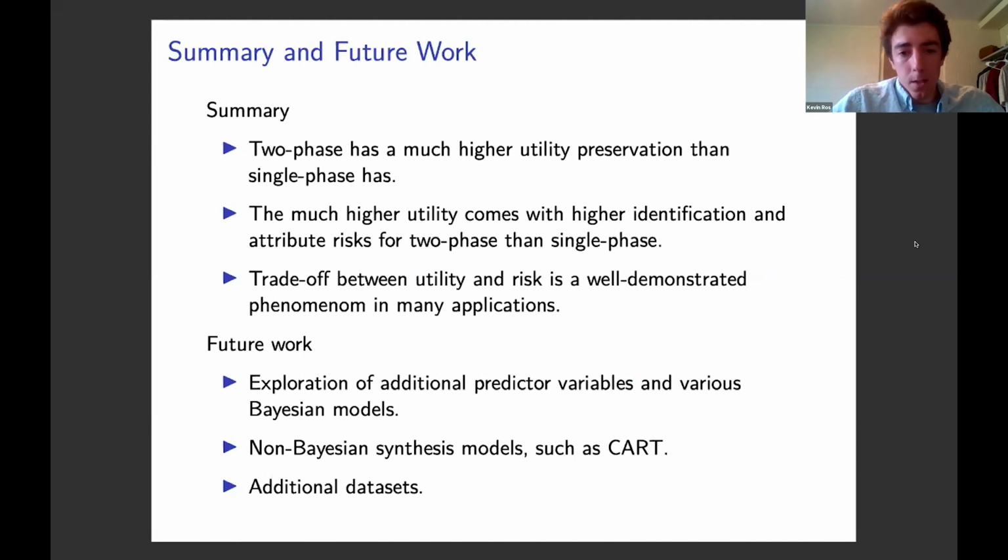Some future work for this would be exploring additional predictor variables and Bayesian models, also non-Bayesian synthesis models such as classification and regression trees, as well as exploring additional data sets from the domain.